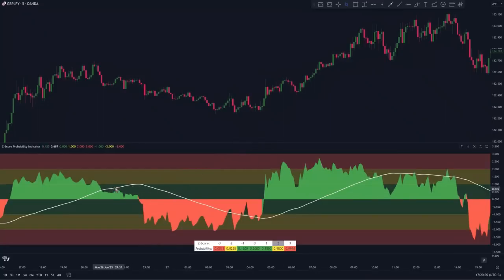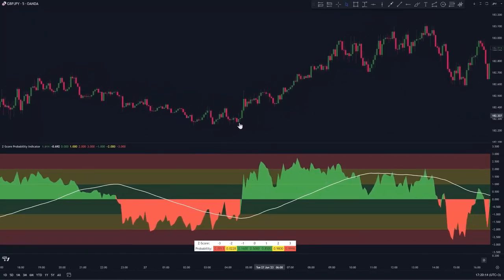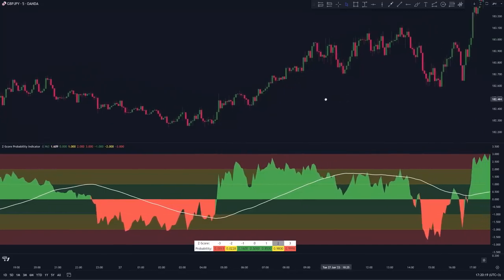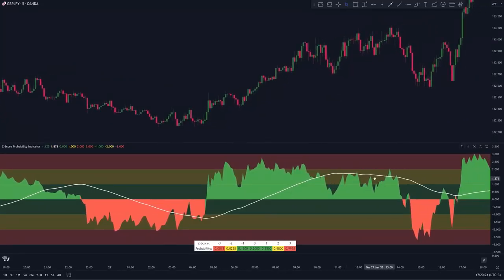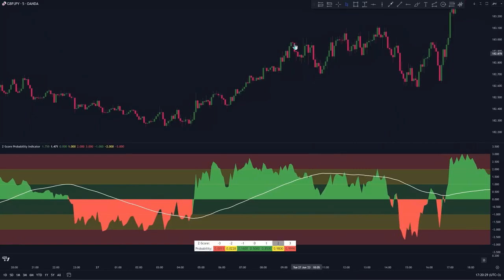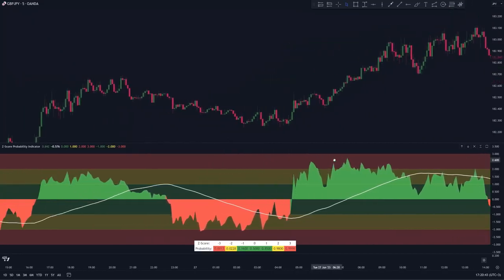This white line right here is called the ZSMA, which is just a simple moving average plotted on top of the Z-score indicator. When the Z-score histogram is colored green and goes above the moving average, that indicates a strong bullish momentum. And when it's colored green and below the moving average, that indicates a weakening of that bullish momentum or a pullback in the market. And of course, it's going to be the opposite in a bearish market.